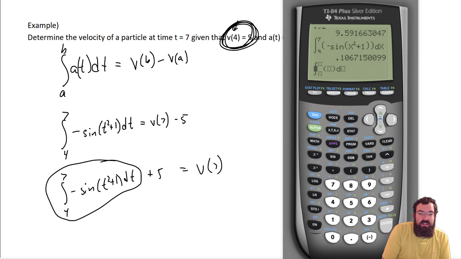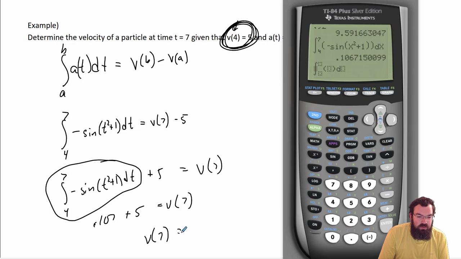So that 0.1067, I'm gonna round it to 0.107. So 0.107 plus 5 is equal to v of 7. So therefore, v of 7 is equal to 5.107. Okay, that is your answer for this one.